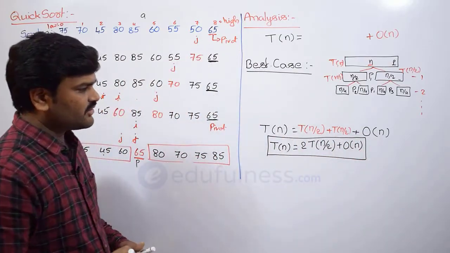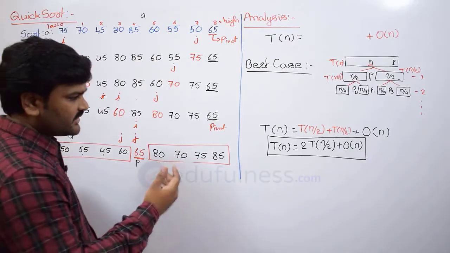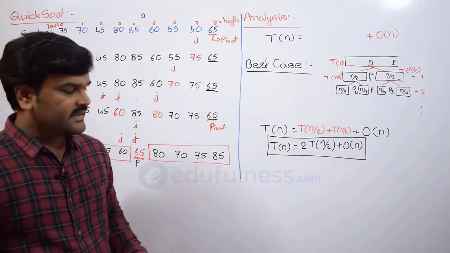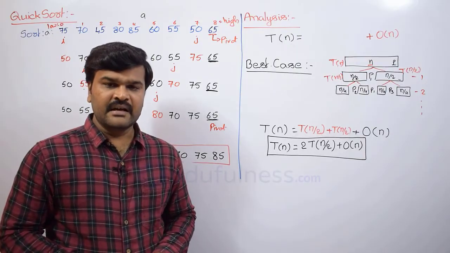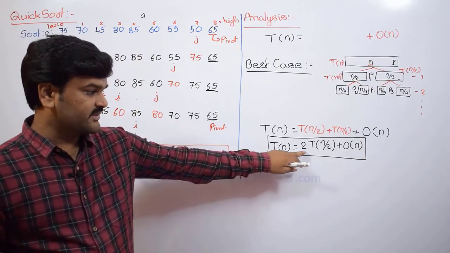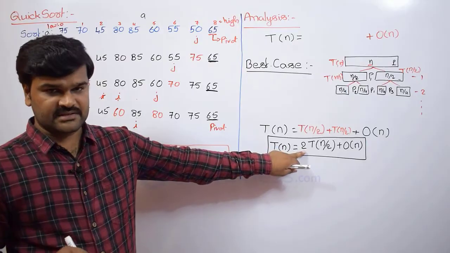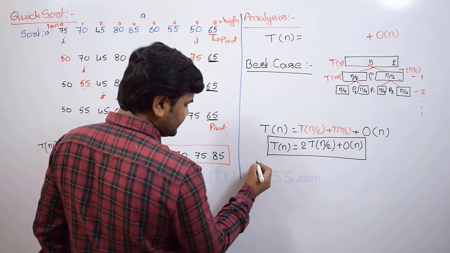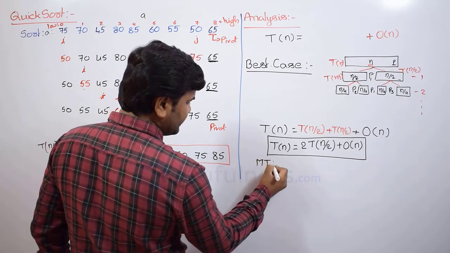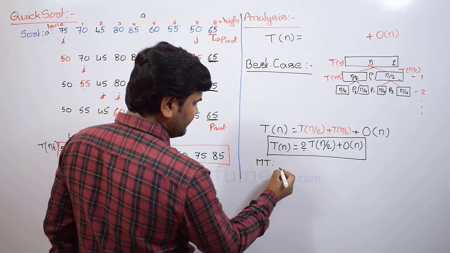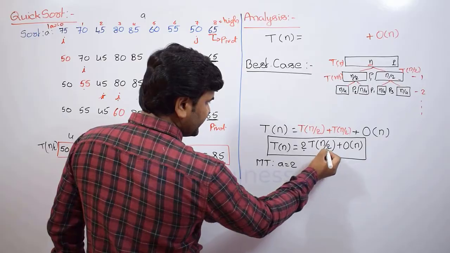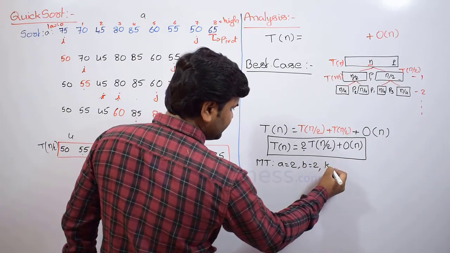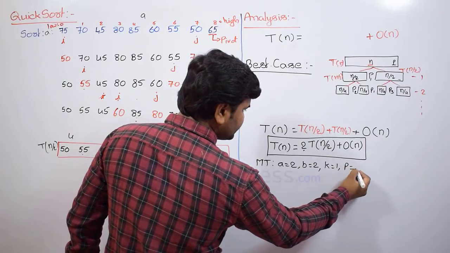And now how are you going to solve this one? That is very simple. By using the master theorem or the substitution method, you can solve it very easily. We already discussed the same equation in the case of merge sort. But anyhow, if I use the master theorem, the A value is 2, the B value is also 2, the K value is 1, and the P value is 0.